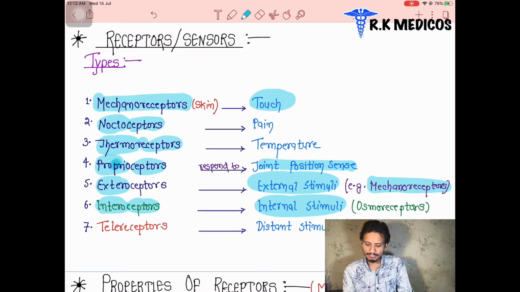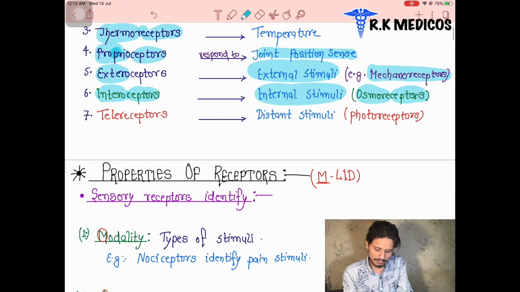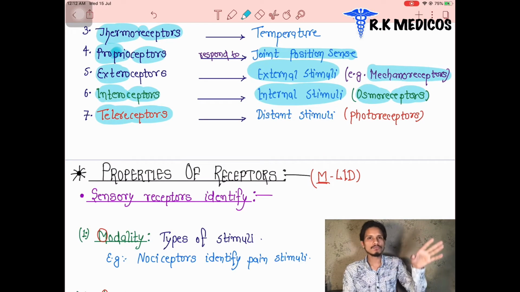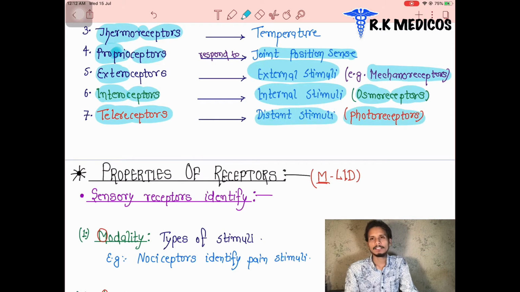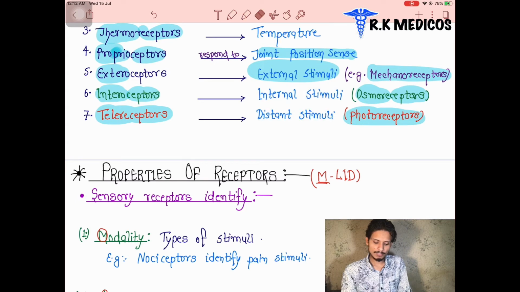Next we are going to see the internal stimuli, in which osmoreceptors are basically regulating our water or fluid activities. We are also going to see later what they regulate. There are teloreceptors. They measure distance, how far the patient is from you. Teloreceptors are basically photoreceptors, and a distant object's stimulus is detected by these receptors. So these are the types of receptors. You have to know a little about them also.